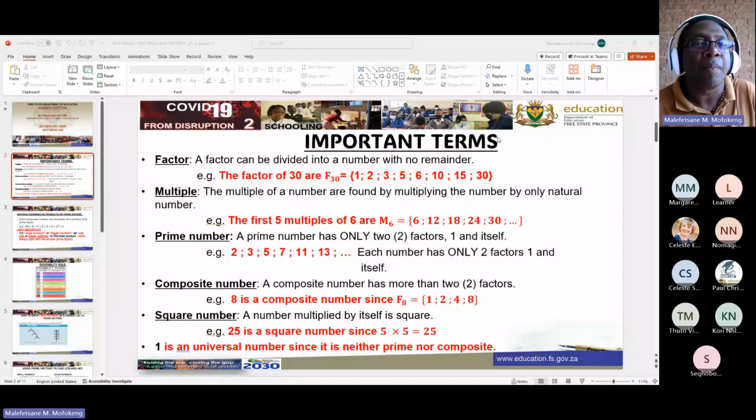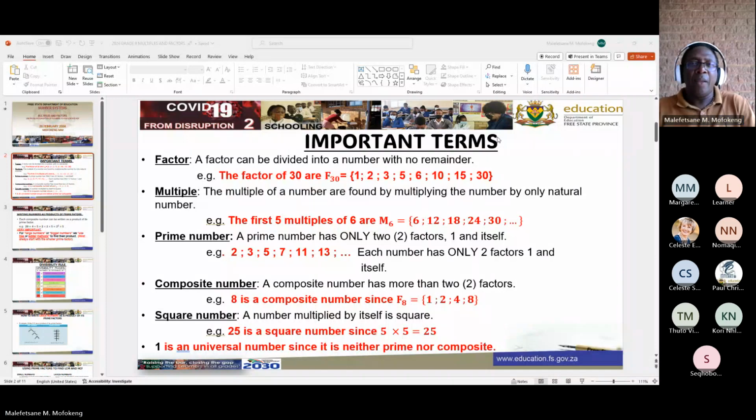The first word is factors. What is a factor? A factor can be divided into a number with no remainder. Let's make an example of the statement "with no remainder". If we want to find the factors of 30, in other words, we want to find those numbers that can divide into 30 without leaving a remainder.